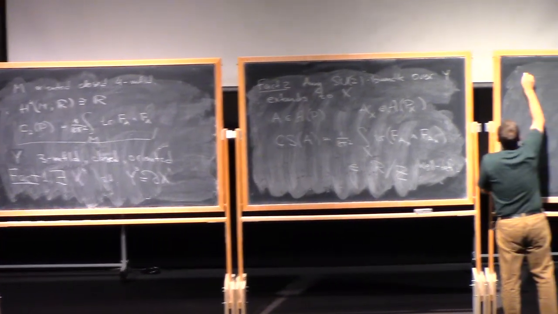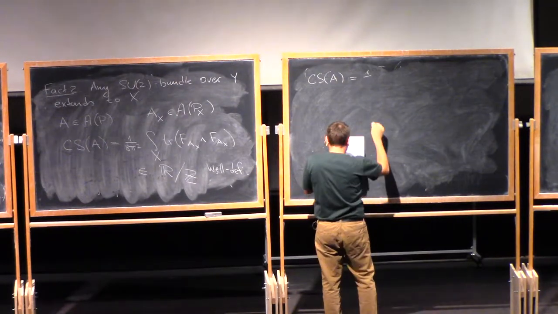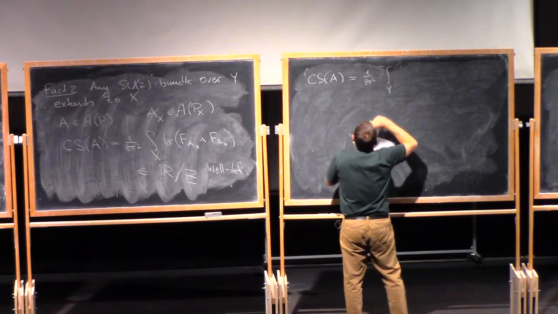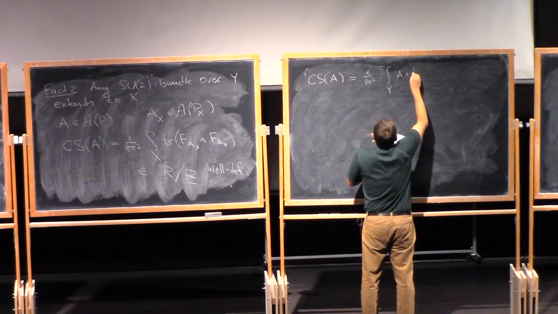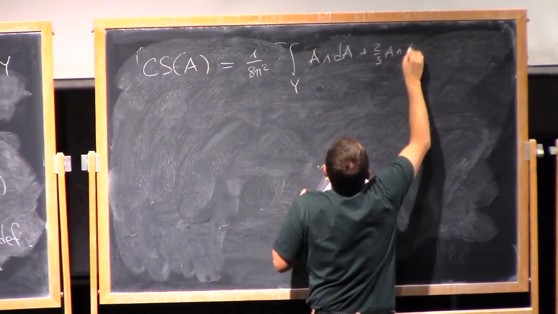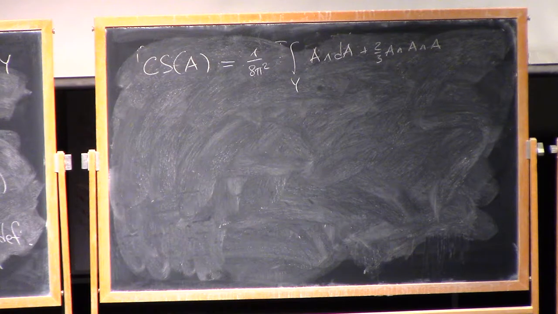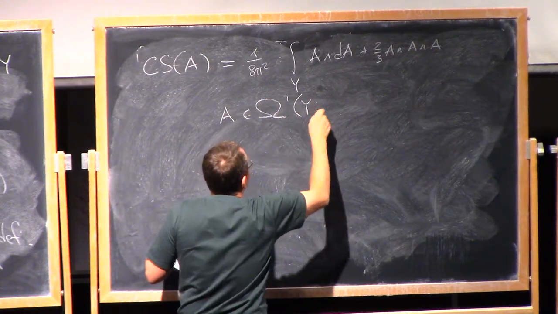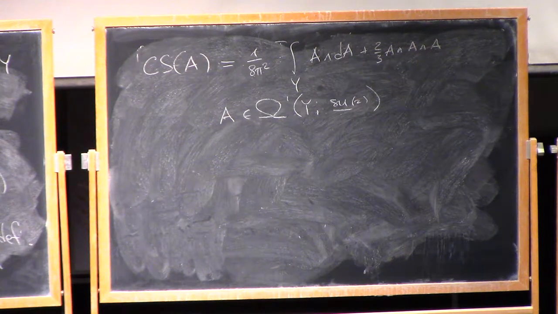So the outcome is that the Chern-Simons functional of A is just 1 over 8 pi squared, again, the integral over Y of the trace of A wedge dA plus 2/3 A wedge A wedge A. So what I'm using here is that any SU2 bundle over a three manifold, in fact, is trivial. So I can choose a trivialization. And I can think of the connection just as a one form over Y with values in SU2. Right, and now all these expressions make sense. Is there supposed to be a trace there? Yes, of course. Cheers.